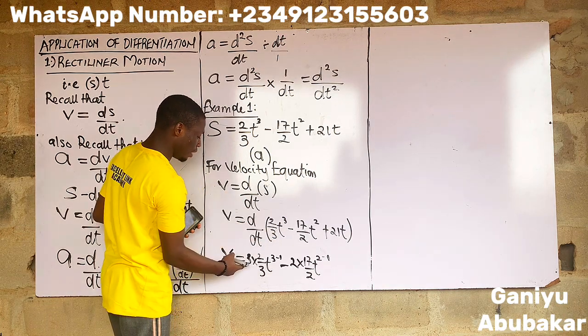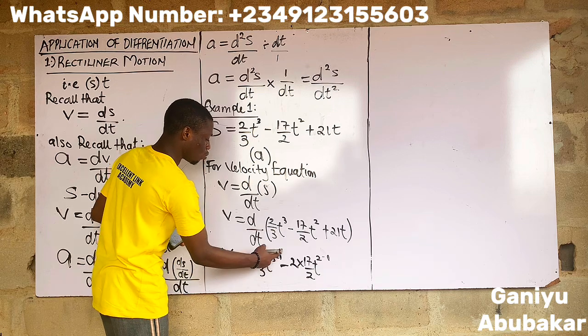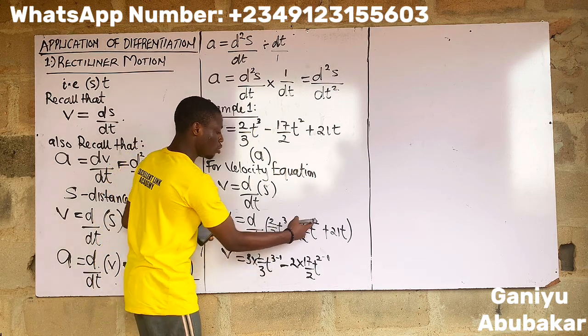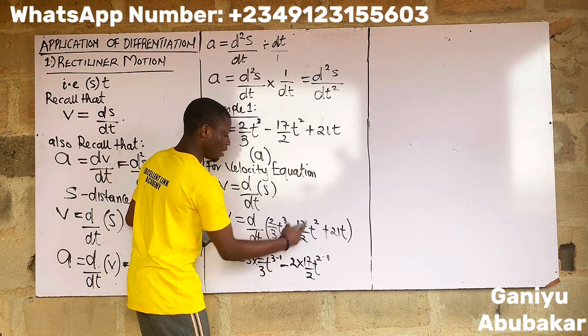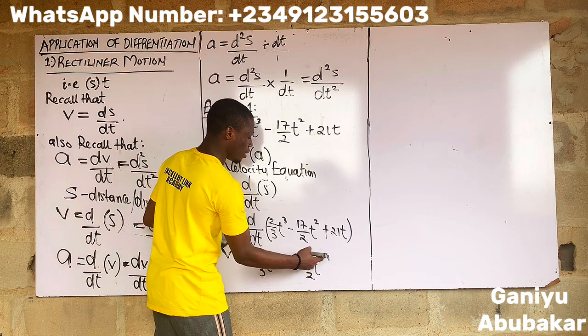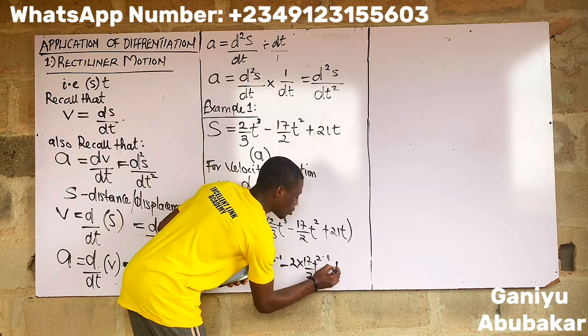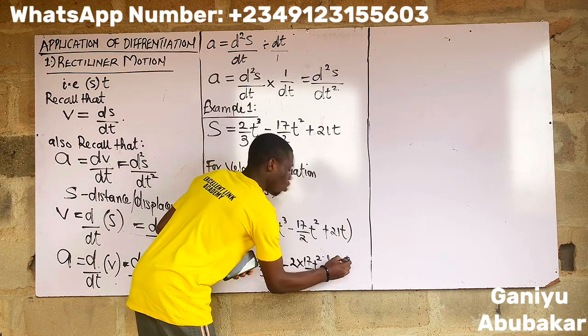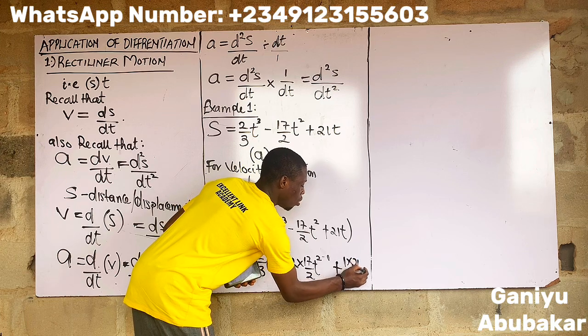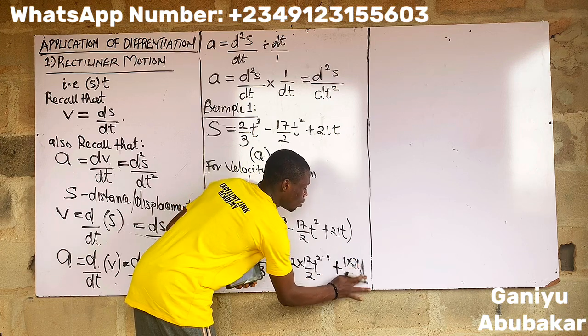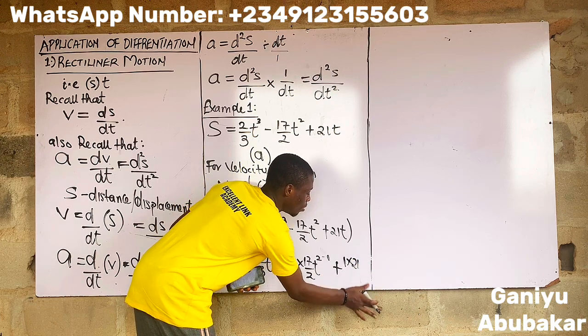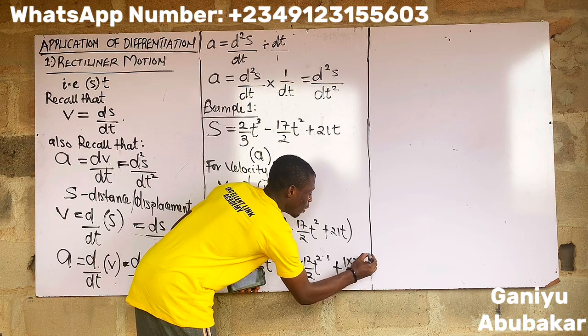So the power here is 3. Everything here is this, minus 1, minus 2 is the power. Everything here is 17 over 2 t squared. Minus 1 from it. So plus my power here is 1 multiplied by 21, t to power 1 minus 1.